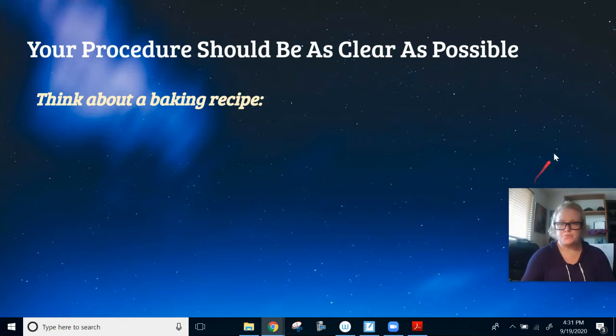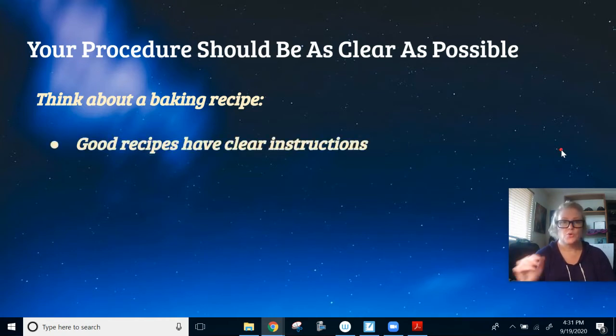Your procedure should be as clear as possible, which makes it really similar to one of your favorite baking recipes. So if you think about your favorite baking recipe, whether it's to make chocolate cake or pie or cookies, think about that baking recipe for a moment. Those recipes have a few things in common. One, good recipes always have clear instructions. When you read through the recipe, you know exactly what you need to do.